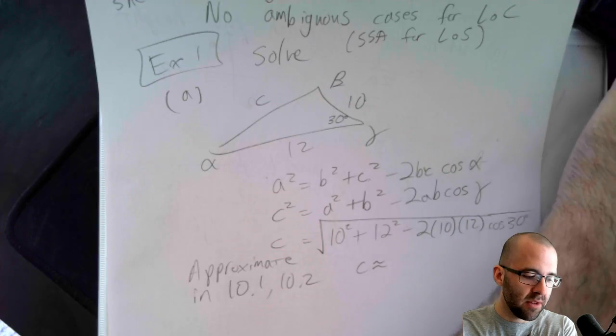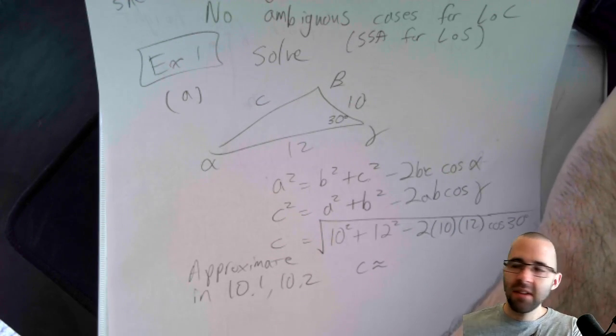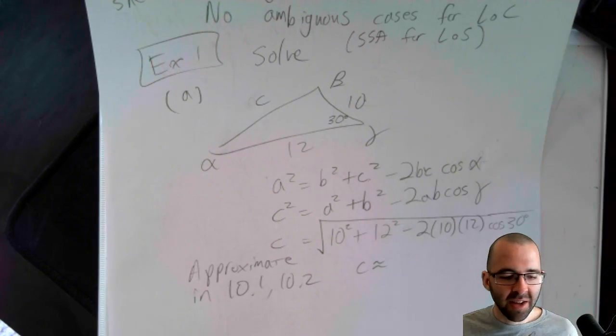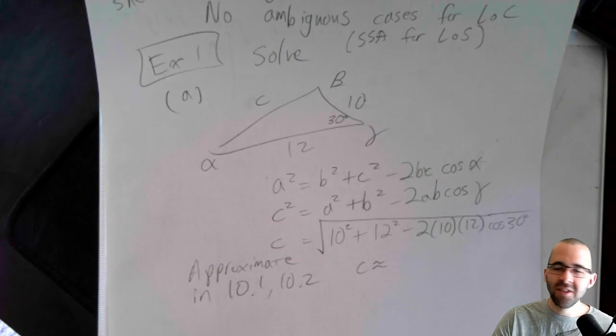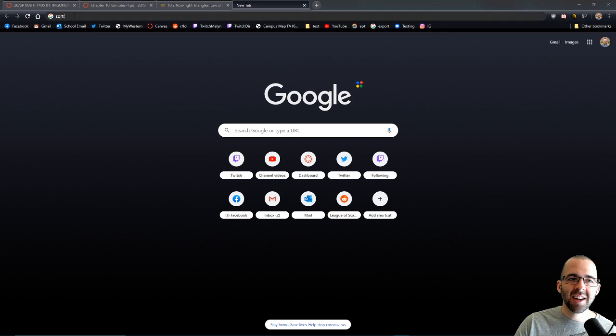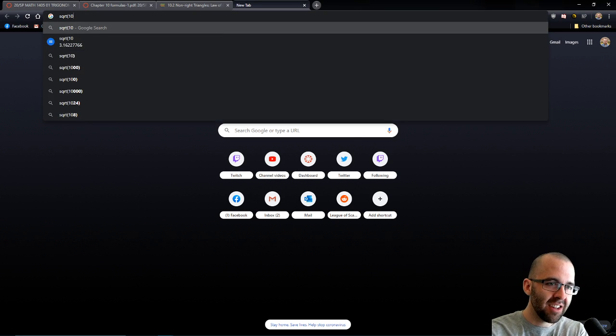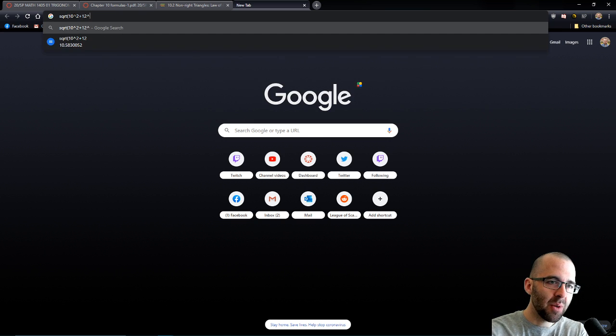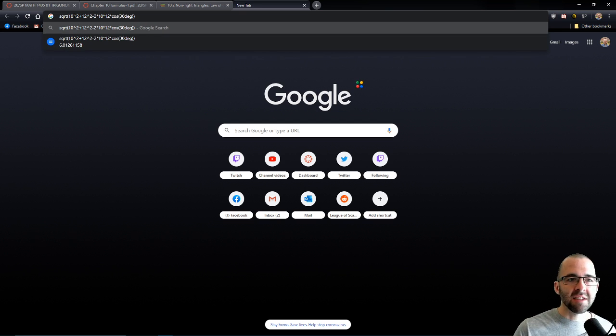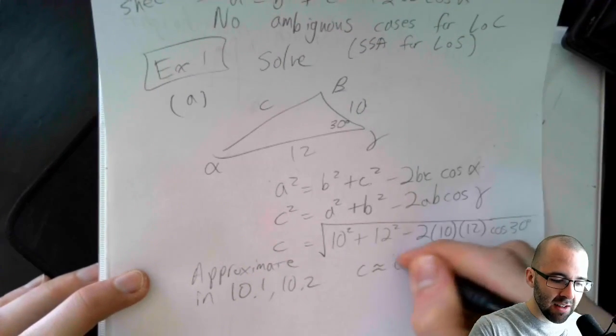I never actually show anybody this, but I don't own a calculator. You could use your phone, but when I do things for a calculator, I just type them into Google. They have like the square root of 10 squared plus 12 squared minus 2 times 10 times 12 times the cosine of 30 degrees. Google does default to radians. And you can get 6.0128. All right.